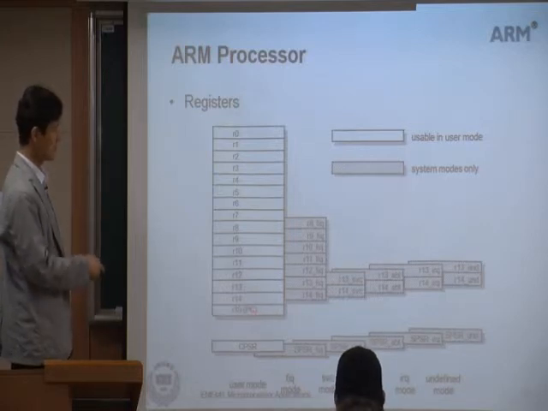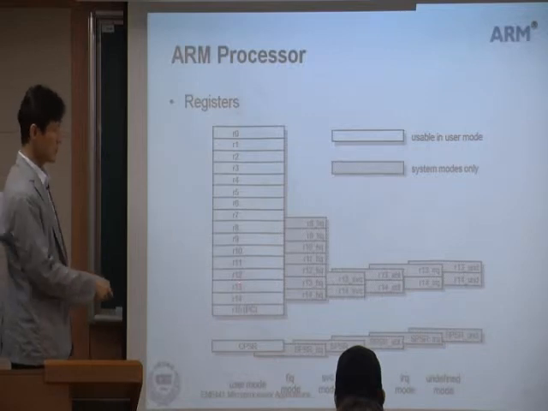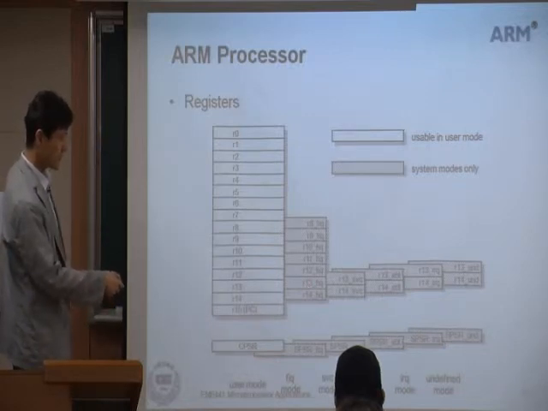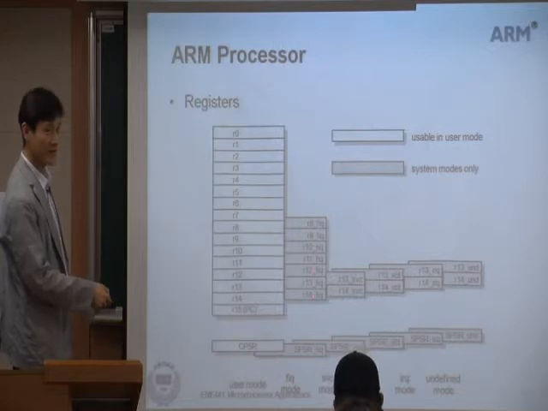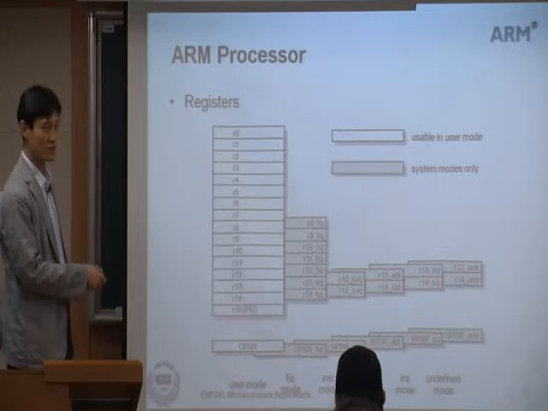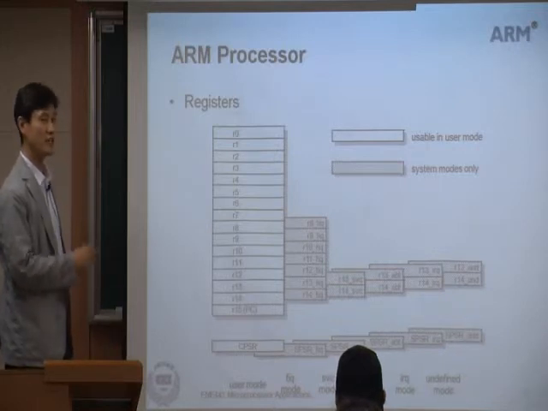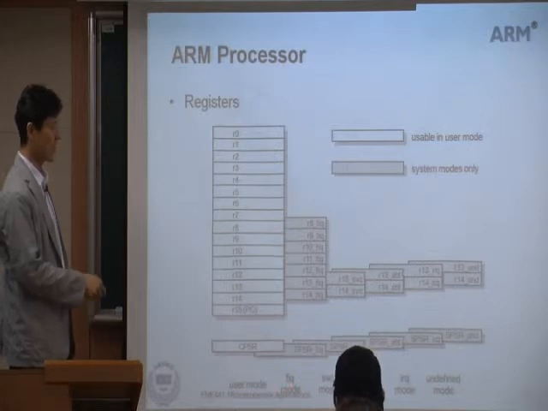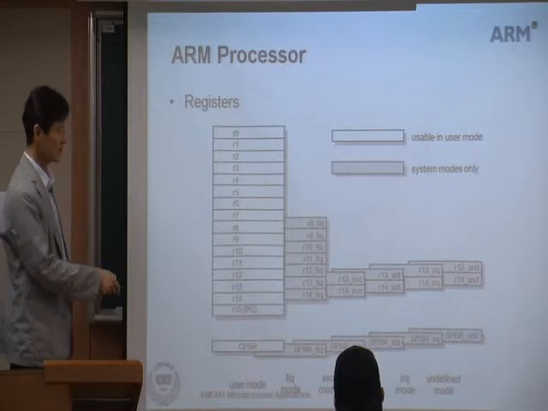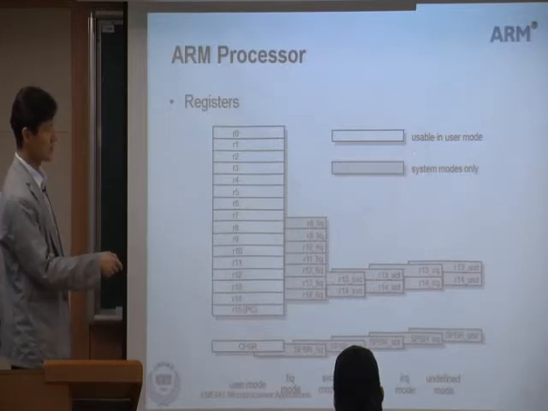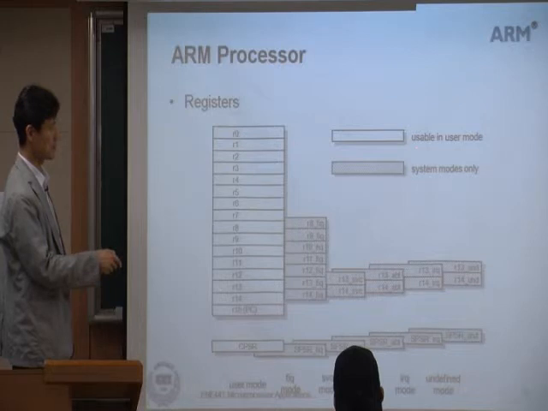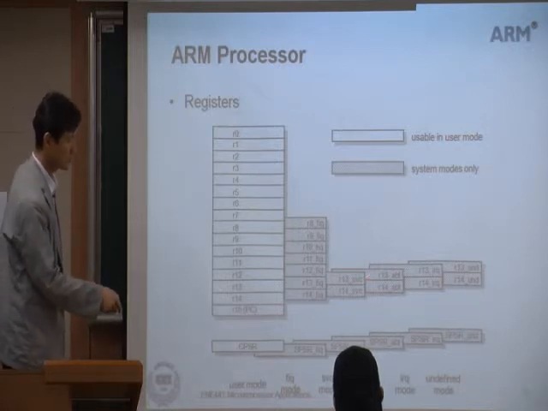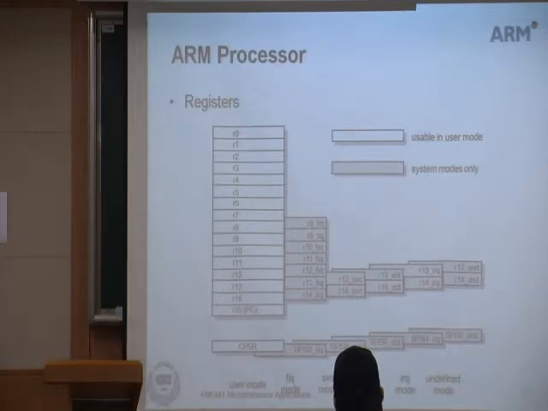So R0 to R14 is what you can use. Here you see that this is shaded, a little bit gray, meaning that these are not regular registers. These registers will only be visible when you are in FIQ mode. When you are in FIQ mode, now you have these registers. System mode only, right? This is usable in user mode. When you are in user mode, you can have these registers, but in other modes, you have other registers.